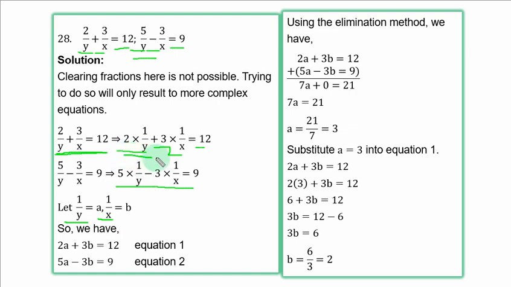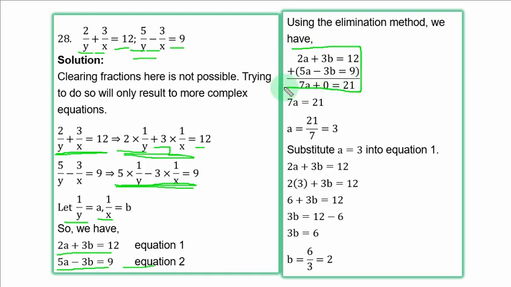If you do that in this place, you have 2a plus 3b equal to 12. That is equation 1. If you come here also and do the same thing, you have 5a minus 3b equal to 9. That is equation 2. So you solve equation 1 and 2 using elimination method. This is equation 1 and 2.